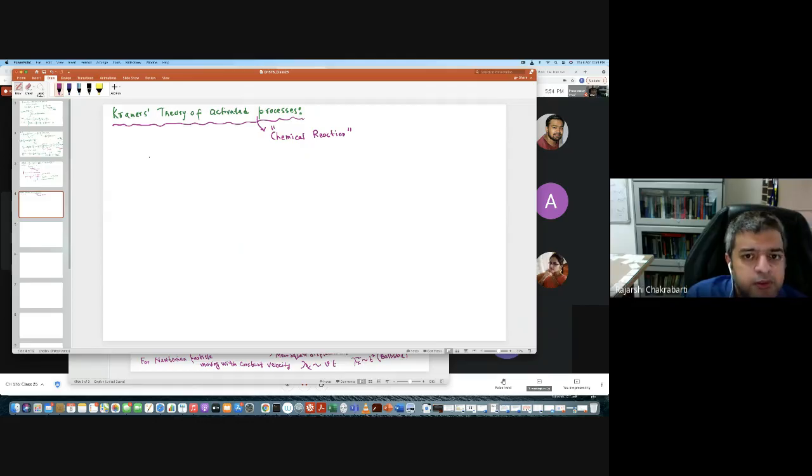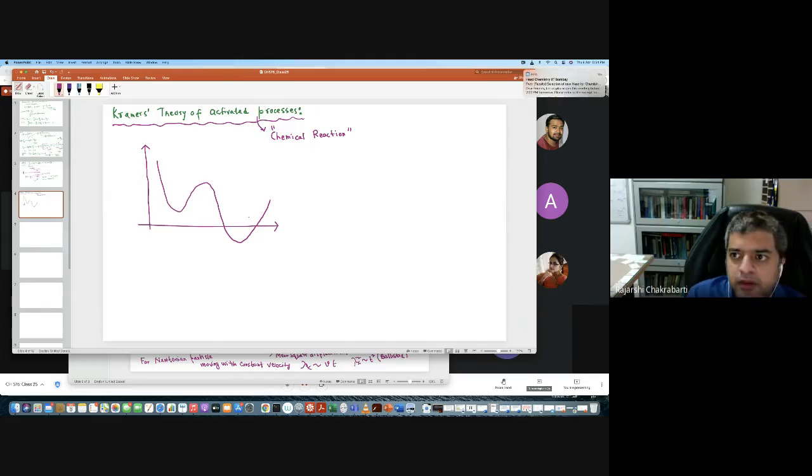So I can think of a situation like this. I have a double well, an asymmetric double well, say. And this direction is x, and this is also your reaction coordinate. Very simple model.